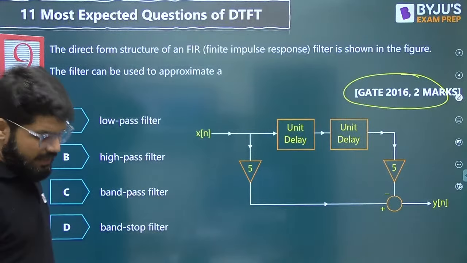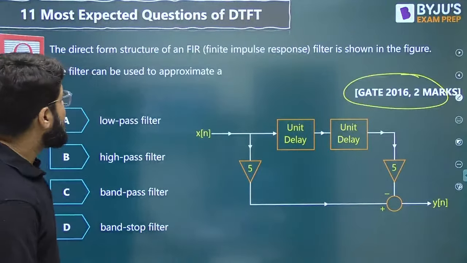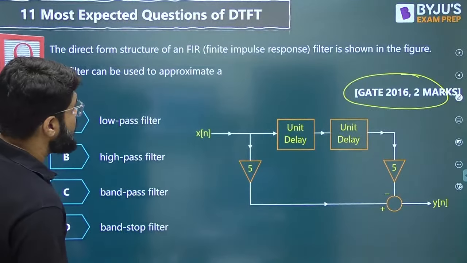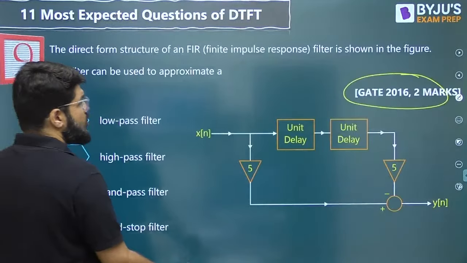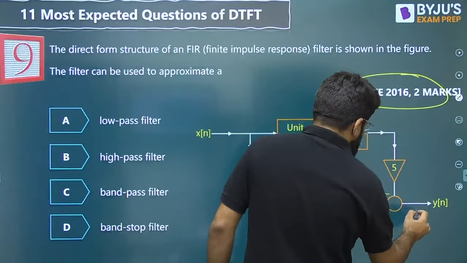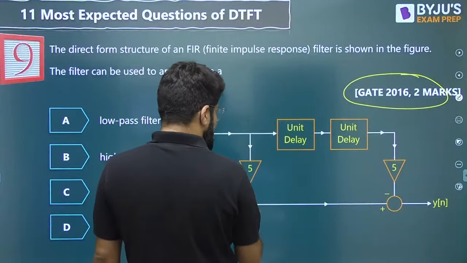Okay, so first I have to get the DTFT for this. Right, the direct form structure of an FIR filter is shown to you. Okay, this is the 9th question. Yeah, so first I have to derive the relation. So what is this y[n], guys? What is this y[n]? So first the input x[n] is there.